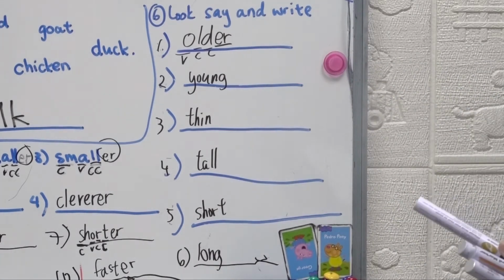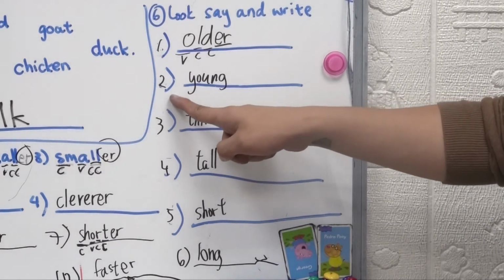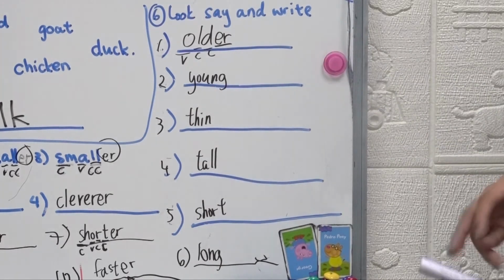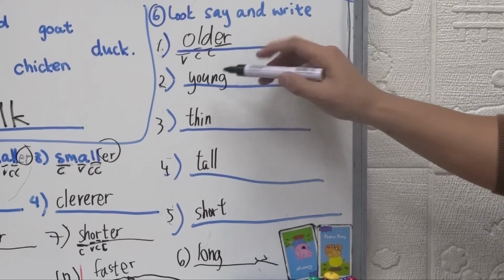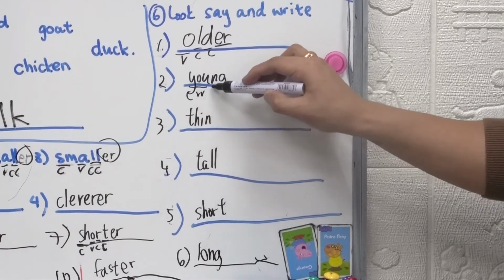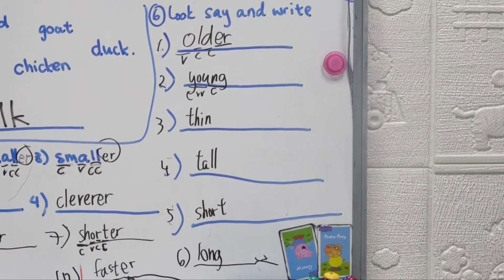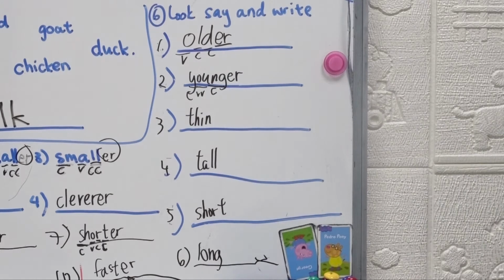All right, so let's read the sentence together for number 2. Number 2, cousin Lee is young than cousin Mai. Younger. Right, so young is younger. We have a C and then two vowels, and then a C, right? So we only add ER: younger, younger than, okay?